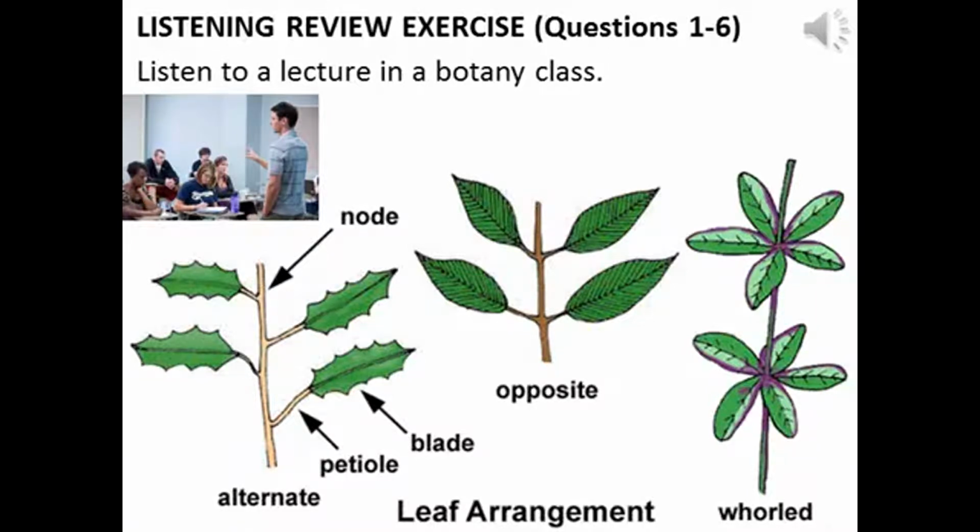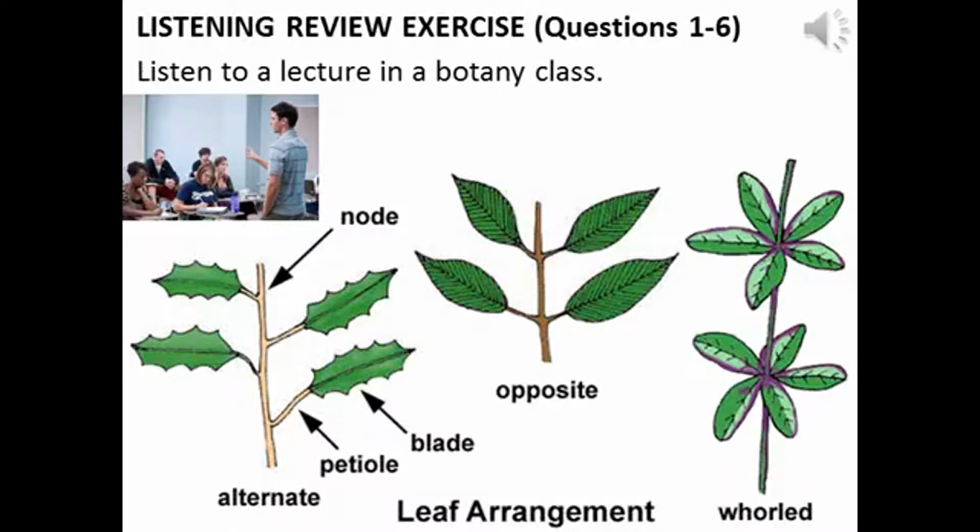The last type of leaf arrangement that we're going to look at is called the whorled leaf arrangement. This type of leaf arrangement is the least common of all. It isn't as common as either the opposite or the alternate arrangement.